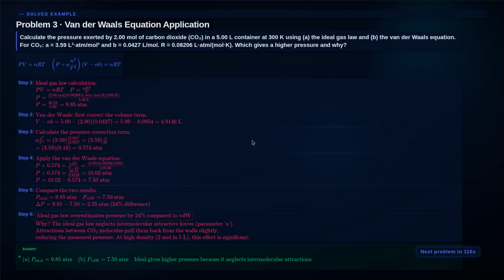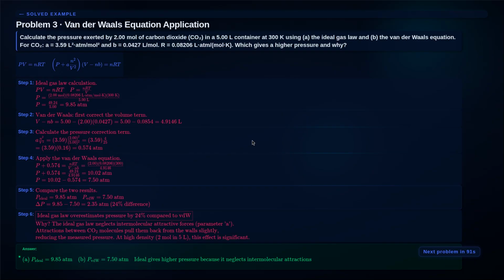Problem 3. Van der Waals equation application. Calculate the pressure exerted by 2.00 moles of carbon dioxide in a 5.00 liter container at 300 Kelvin. Use the ideal gas law, then the Van der Waals equation. For CO2, a equals 3.59 and b equals 0.0427.